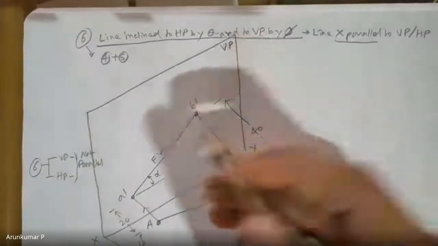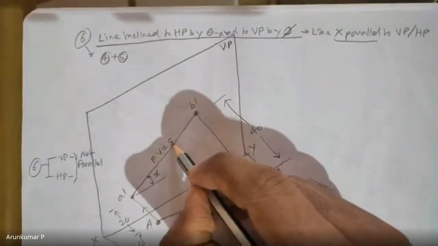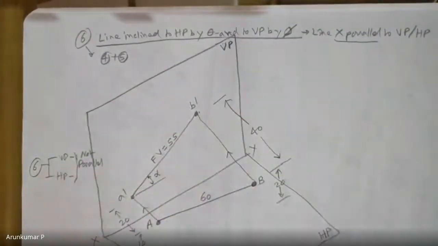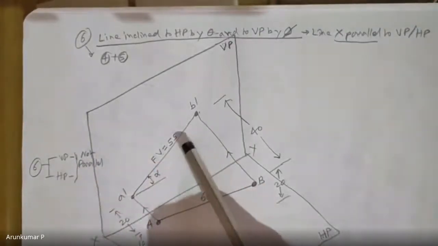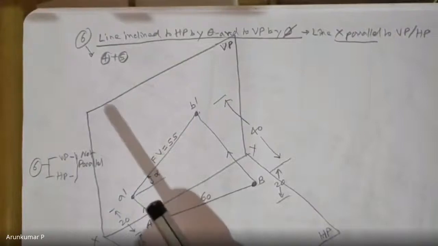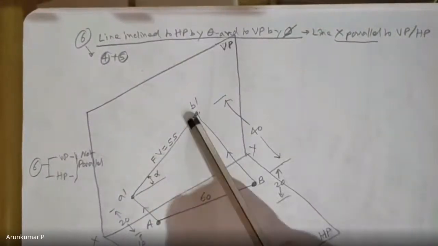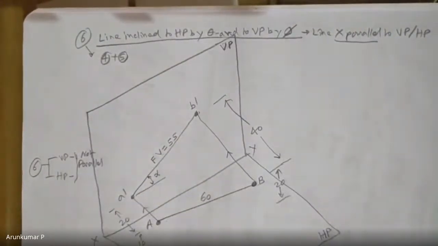So I don't know, it may be around 55 mm. But definitely, whatever is the length of the front view, it will be less than 60 because AB is not parallel to VP.